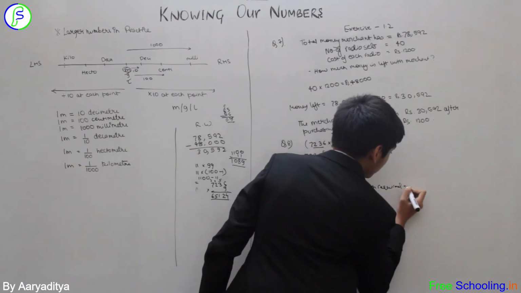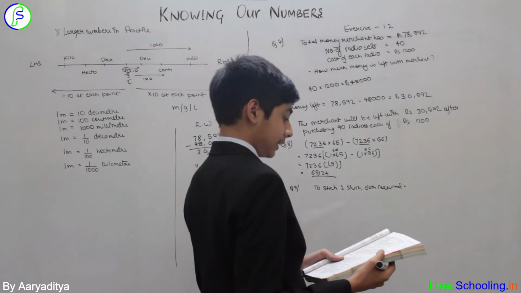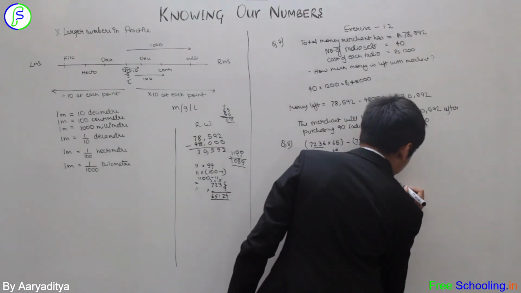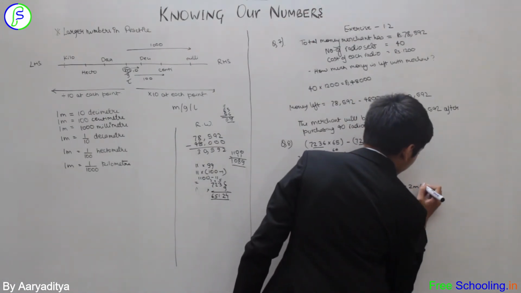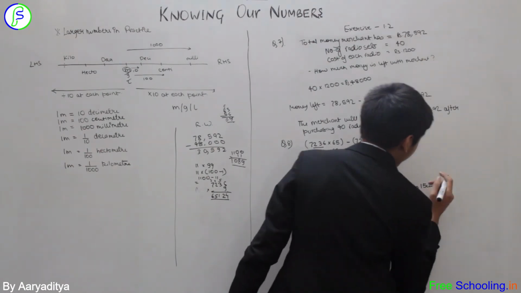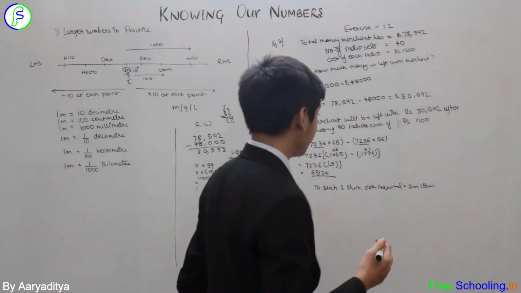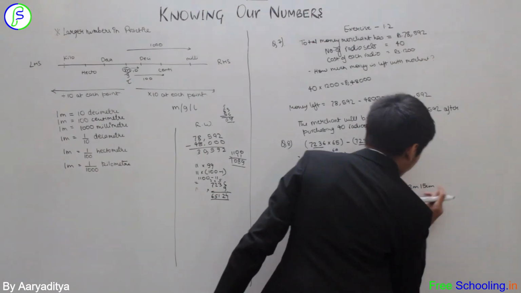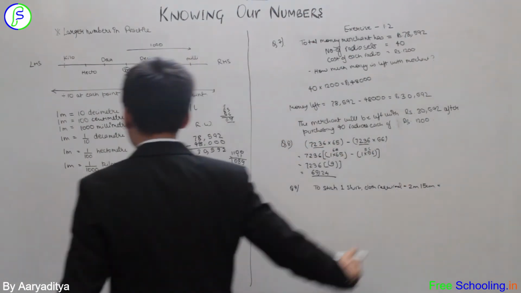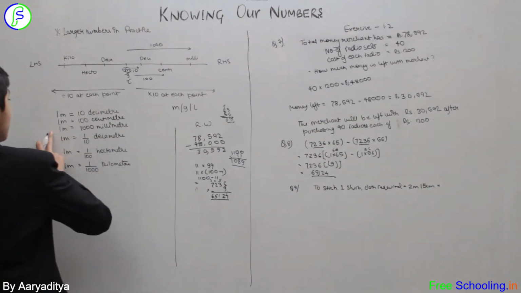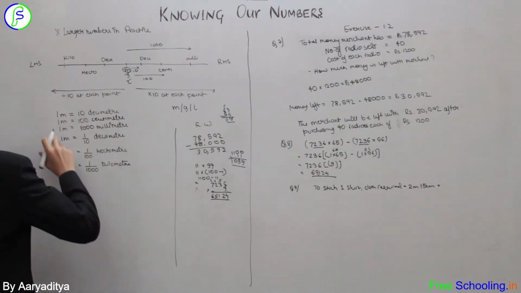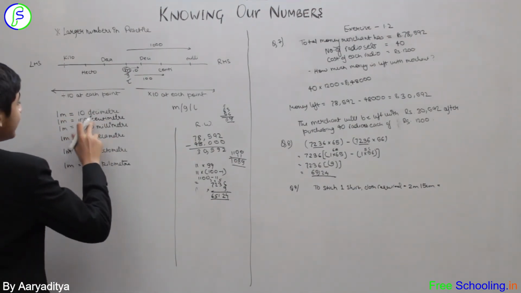So how much cloth is required? We can see out here it's 2 meter 15 centimeter. So we write 2 meter 15 centimeter, and a hint has been given to convert it into centimeter. So this would be converting meter into centimeter, as you can see out here. This one, right? So 1 meter is equal to 100 centimeter.